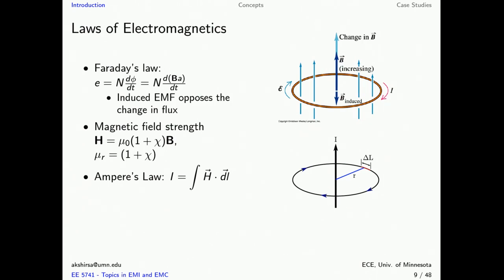B and H are sometimes taken analogous to voltage and current, but in the true representation, the voltage analog is dB by dt, and the current analog is H. Which means that the flow variable is H, and the effort variable is dB by dt.